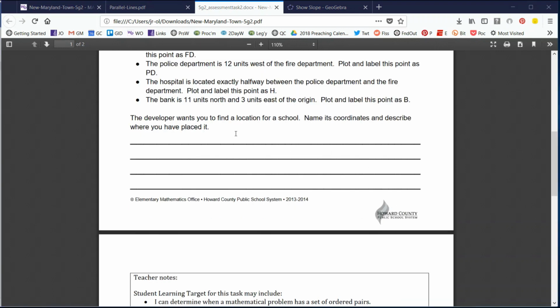After doing that, the developer wants you to find a location for the school. Locate the school and name the coordinates and describe where you have placed it. And this is a little writing prompt.